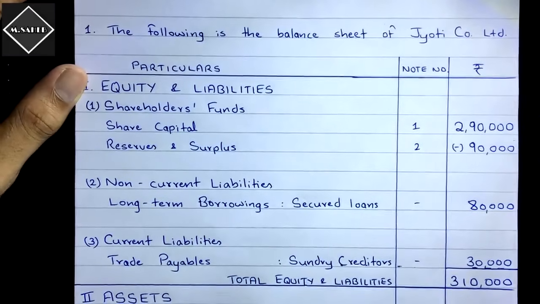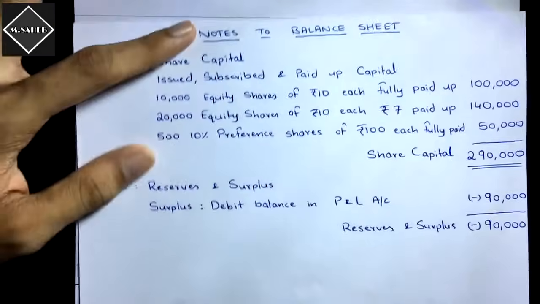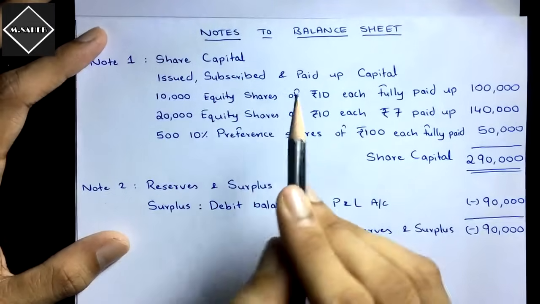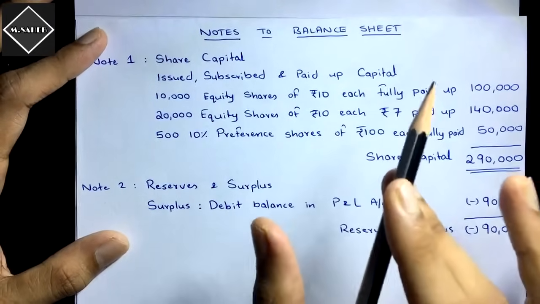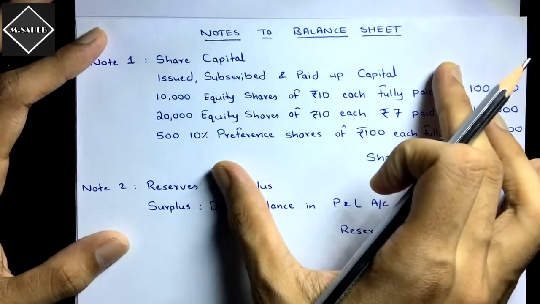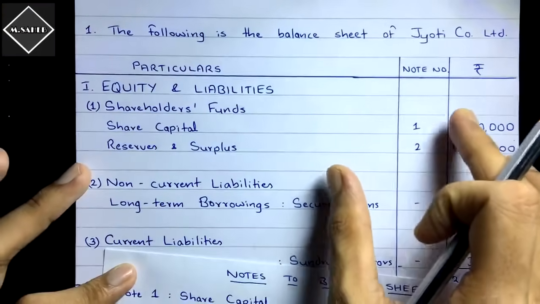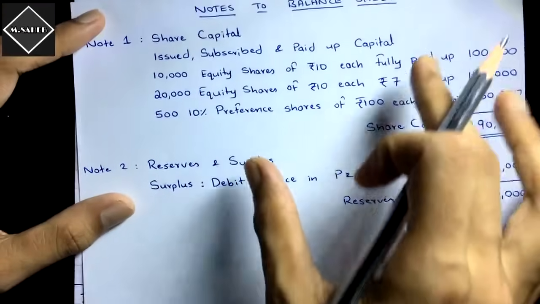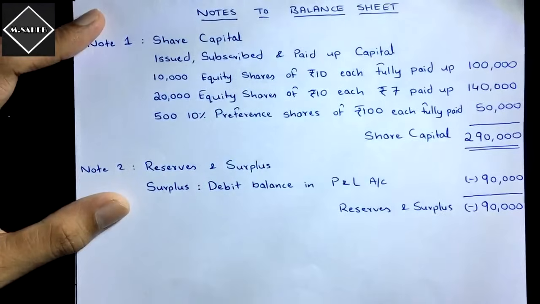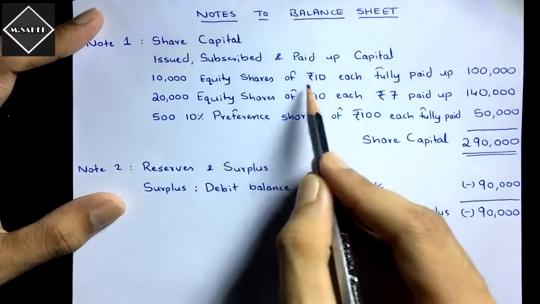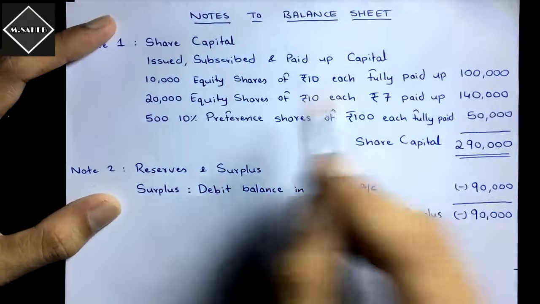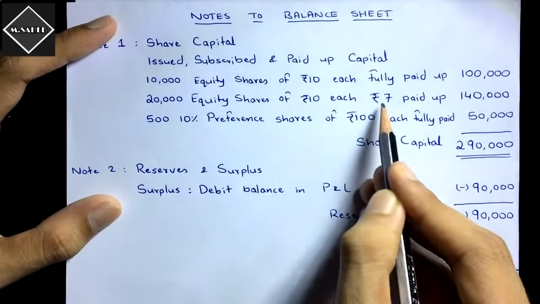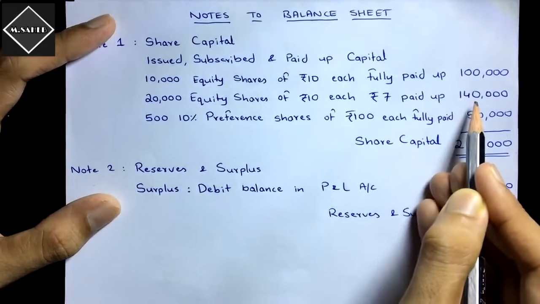Whenever you see a note number, immediately you have to go to the notes. Why? Because in notes to accounts you will find the full details. Here it will be just a summary and there you will find full details. As you can see, 10,000 equity shares of rupees 10 each, fully paid up, 1 lakh. 20,000 equity shares of rupees 10 each, 7 paid up, 1,40,000.